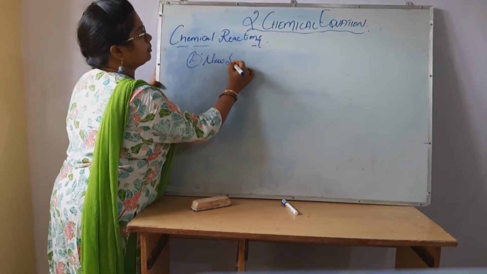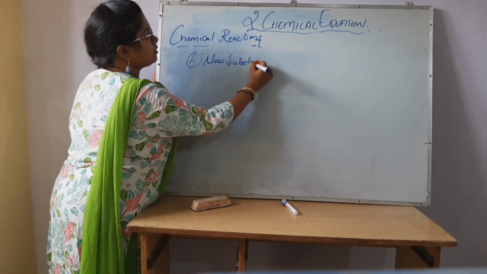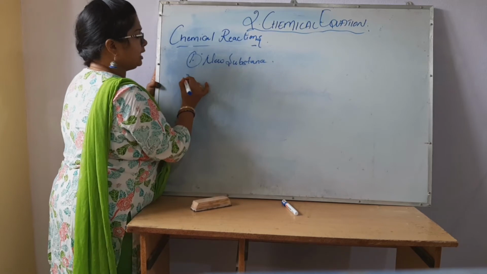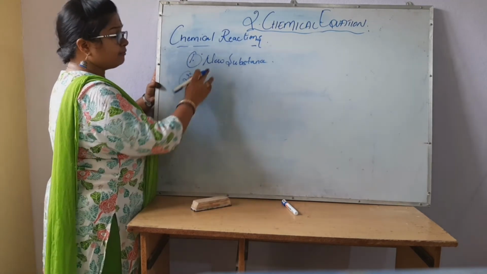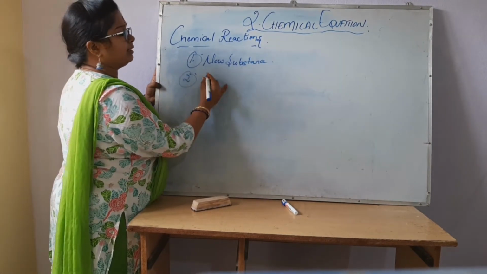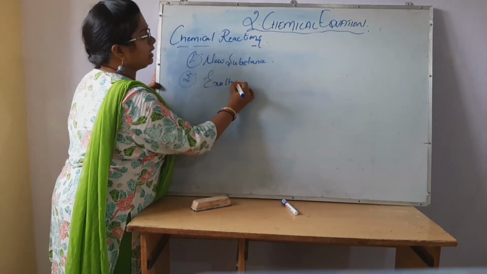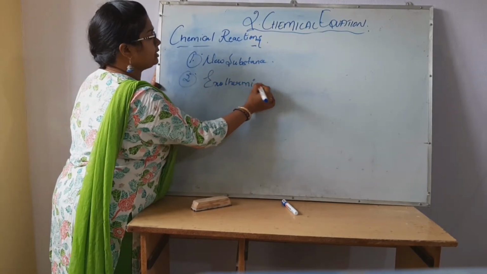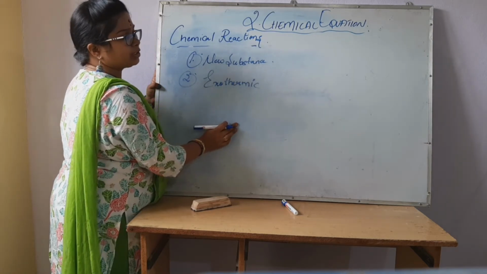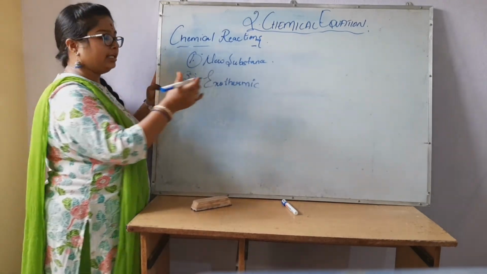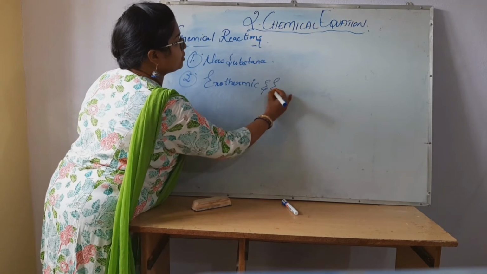A new substance is formed. From the first one, another thing you can learn is that heat energy is given out. When heat energy is given out in a reaction, it is called an exothermic reaction. When heat energy is taken in, it is called an endothermic reaction.